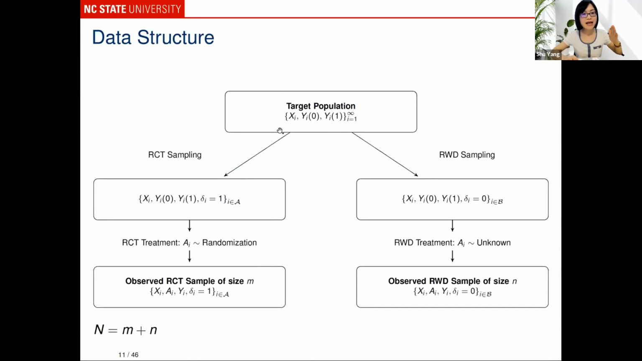And then on the left-hand side, we have RCT sampling. Within RCT, we have a treatment randomization. And for the observed RCT sample, we have a size M, and we collect information on X, A, and Y. On the right-hand side, we have RWD sampling. Within RWD, the treatment assignment mechanism is unknown to us. And from the observed RWD sample, we have size N. Usually N is much larger than M, and we collect similar information.